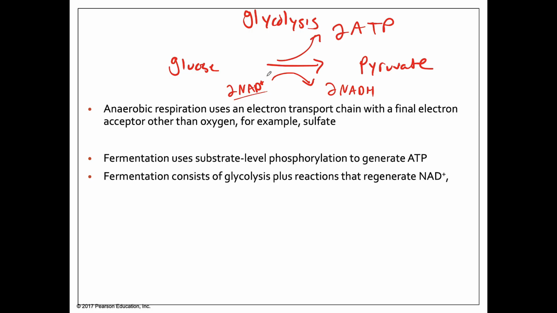So if we never actually make any more NAD+, this becomes a limiting reactant, and glycolysis is only going to continue as long as the cell has some NAD+. Eventually, this will run out, and we will have to stop doing glycolysis. That's really bad because once we stop doing glycolysis, we can't make any more ATP, and at this point, the cell can't generate any ATP.